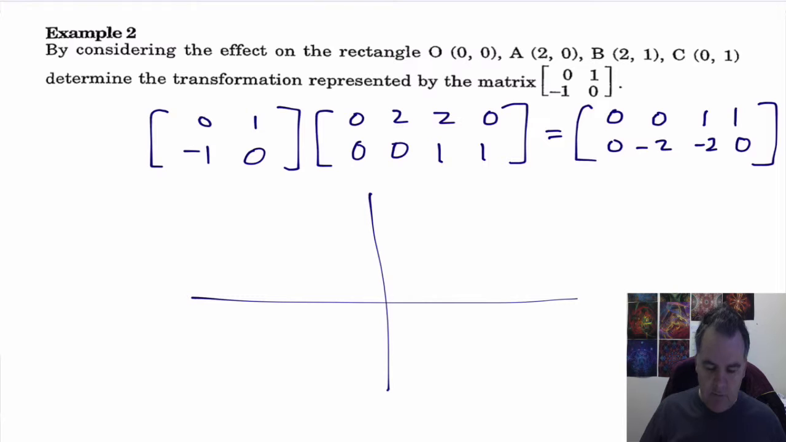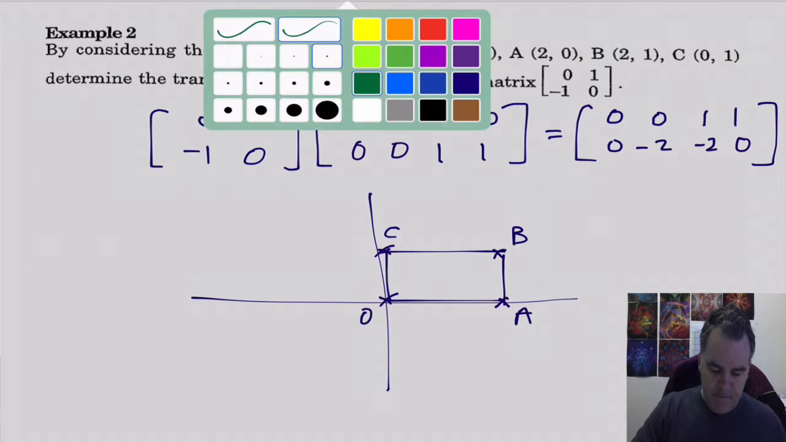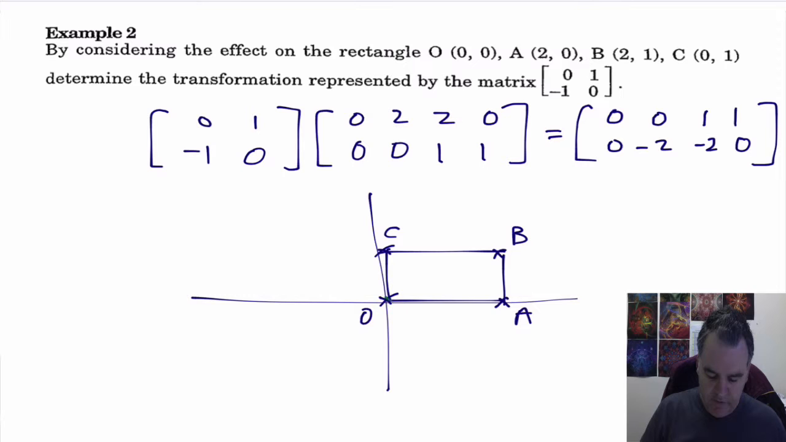Okay, the long way here would be actually to draw the shape out. 0, 0, 2, 0, 2, 1, and 0, 1. There's our original shape. It's good to label it as well. So O, A, B, C. And O is staying where it is, so that's in the same place. You can see this is O dash, A dash, B dash, and C dash.